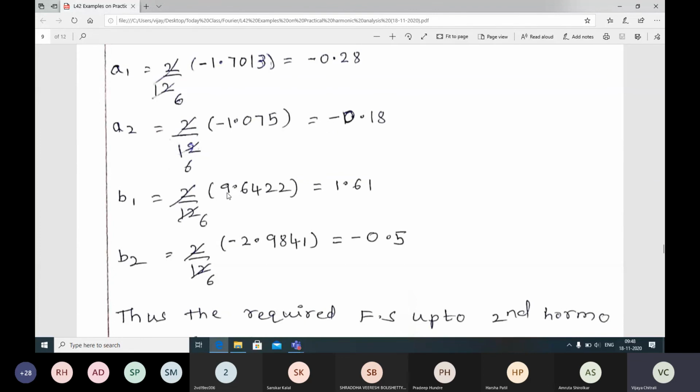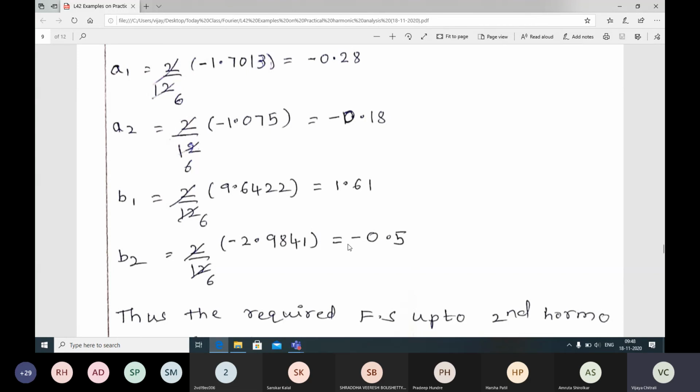Now b1 is equal to 2 divided by capital N summation of y sin x. Summation of y sin x is 9.6422, and capital N is 12. 2 ones are 2, 6 are, 9.6422 divided by 6 is approximately 1.61. Now b2 is equal to 2 by capital N, with summation of y sin 2x being minus 2.9841. 2 ones are 2, 6 are, minus 2.9841 divided by 6 is approximately minus 0.5.